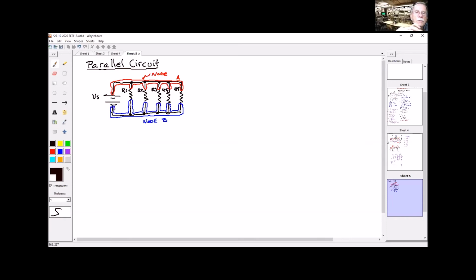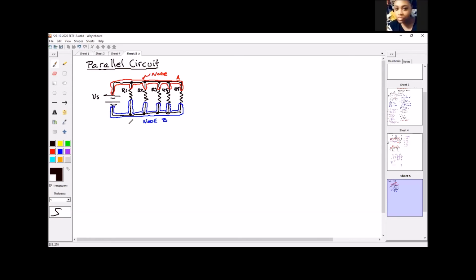Sort of, but what I'm really trying to do here is define what a node is, what connections form a node. So this connection for the battery, this connection for the resistor, this connection for R2, this lead for R3, this lead for R4, this lead for R5 are all connected to node A. So this interconnection of all of these parts forms node A. And then this interconnection of the bottom of the battery, the bottom of R1, the bottom of R2, R3, R4, R5, that all forms node B.